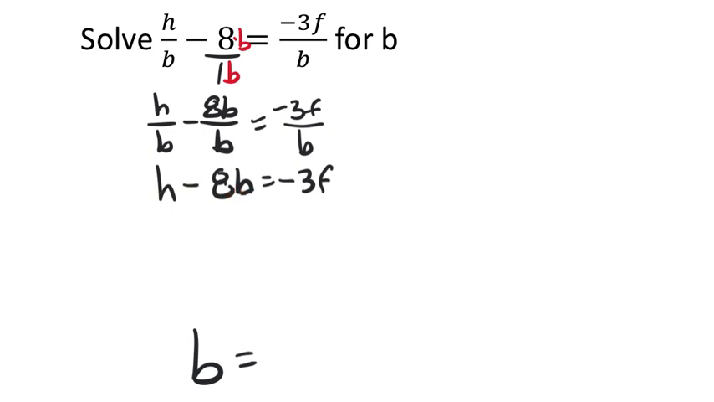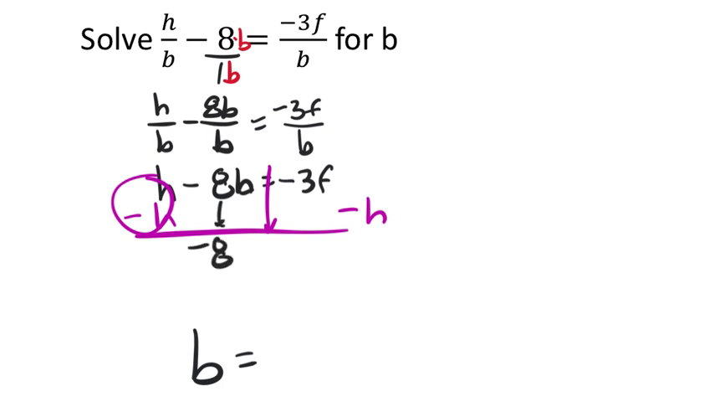Now, to isolate my B's right here, my negative 8B's, I want to get rid of that H. So, by using a principle of equality, I'm going to subtract H from both sides. And I am purposely offsetting the negative H from the negative 3F because they're not like terms that I can combine. That zeroes out the H's. I can now drop my negative 8B, which equals negative 3F minus H.